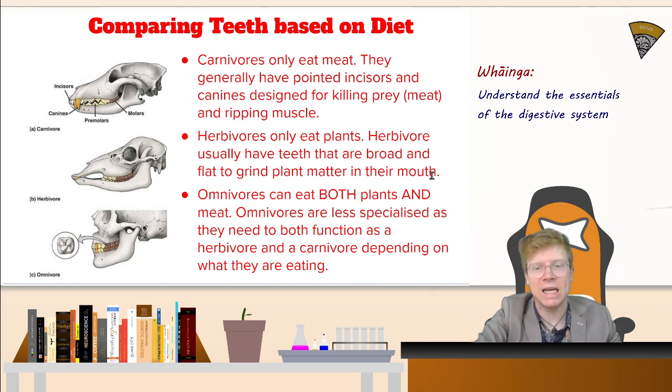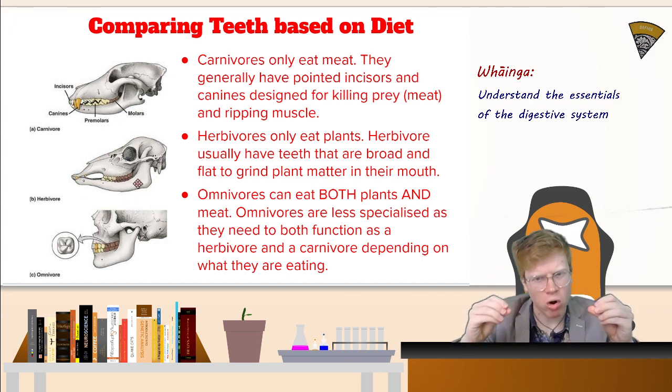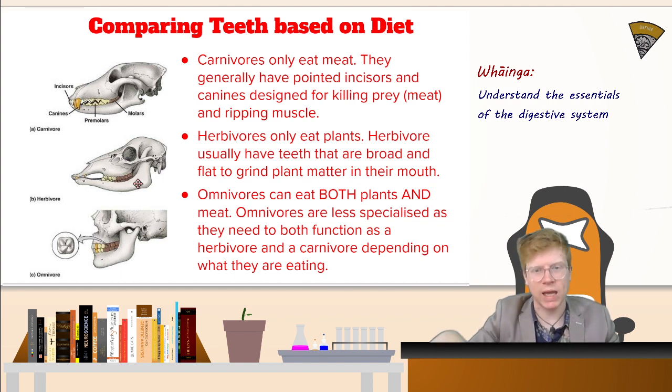So their teeth are much broader and flatter for crushing the strong plant fibers, which they need to grind up in their mouths. You can think of sheep and cows as good examples of that, right? Lots of time chewing the cud. That's absolutely a sort of herbivore thing to do.